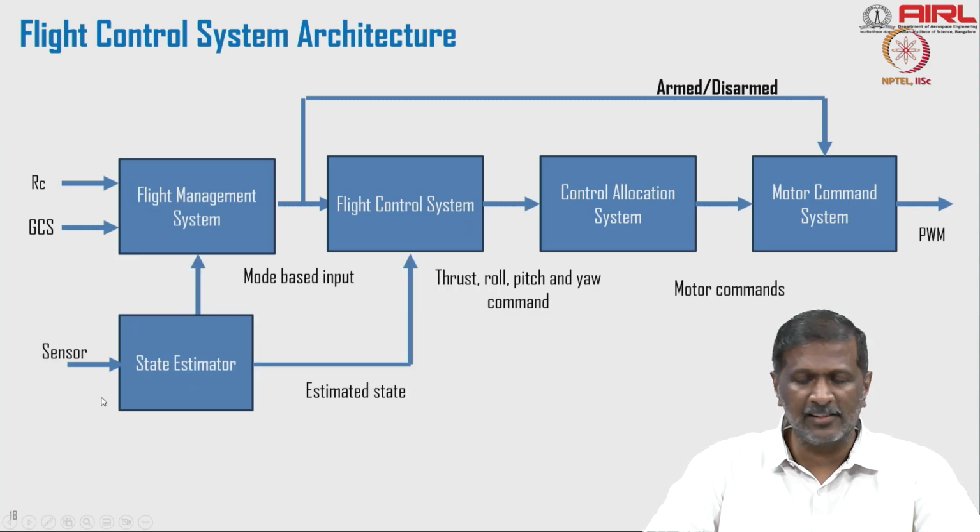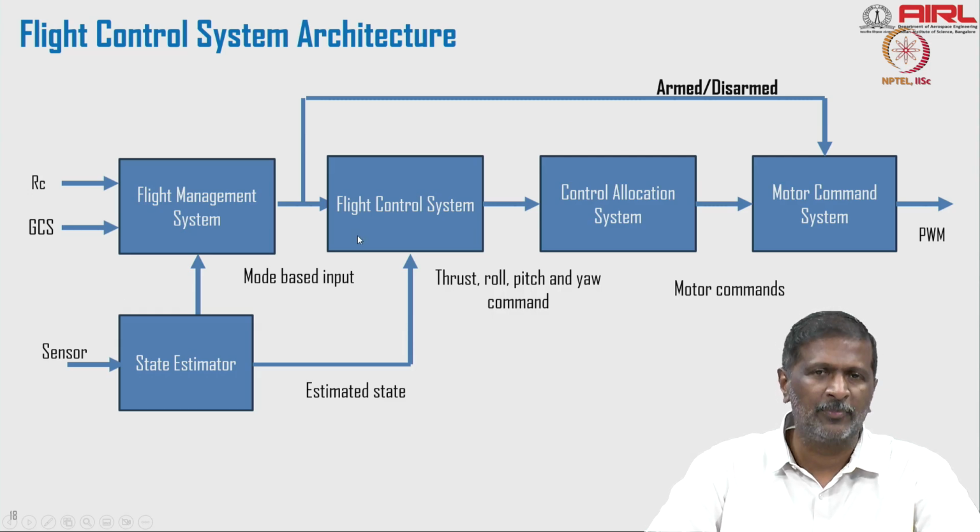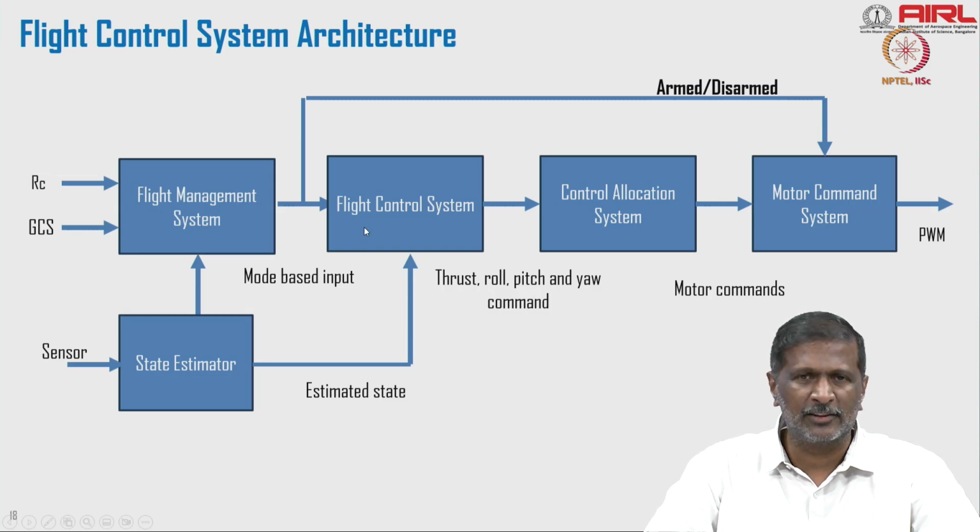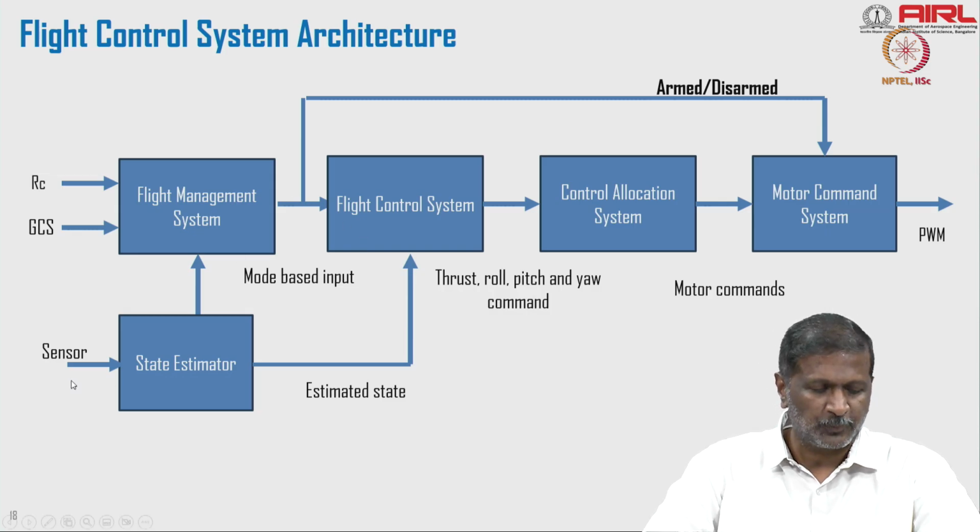Now, I have sensors which are measuring all these states of the system, like IMU, GPS, barometer, or optical flow sensor, or your altimeters. It could be a LiDAR or radar. All those sensors come in. You have a state estimation. That estimator gets the states of the system. The estimated states are sent to your flight control system.